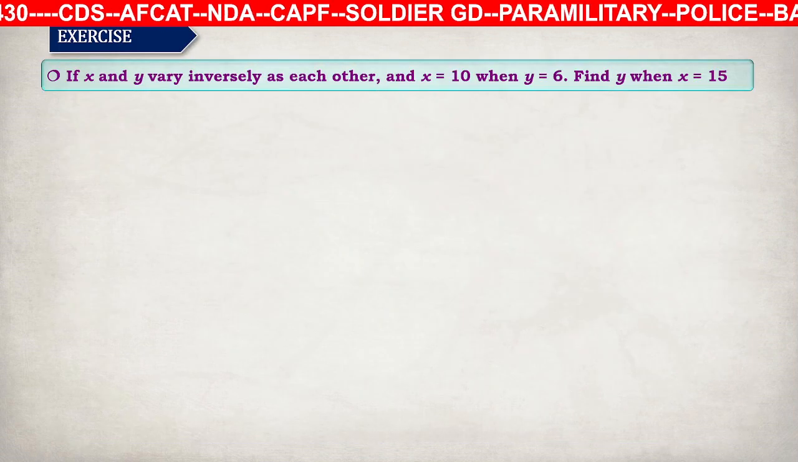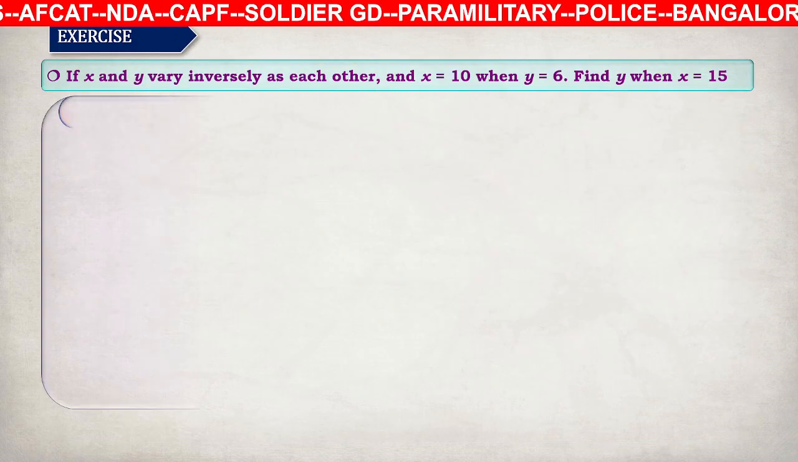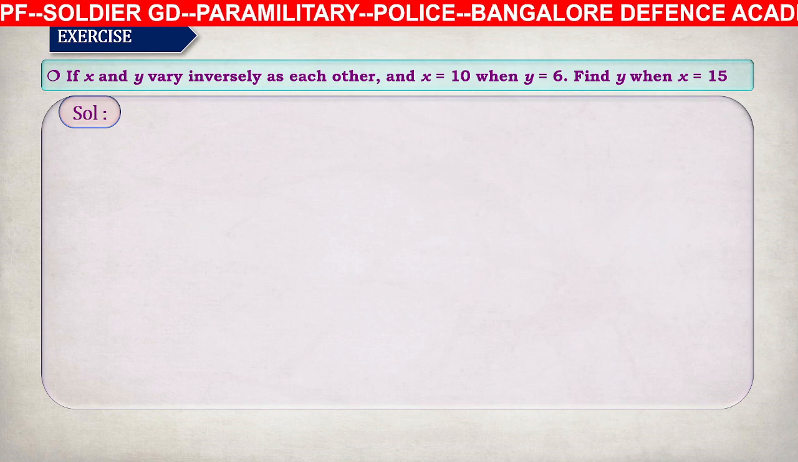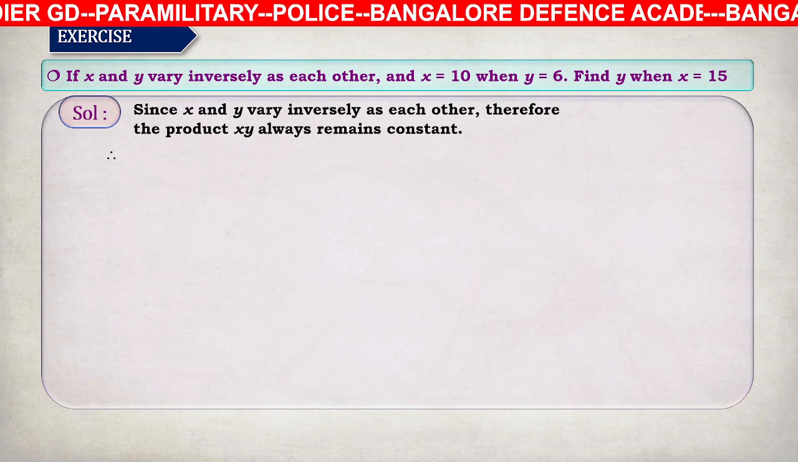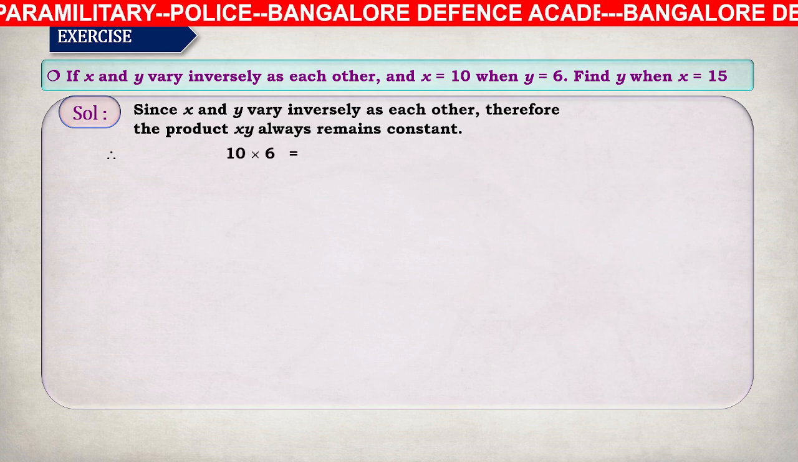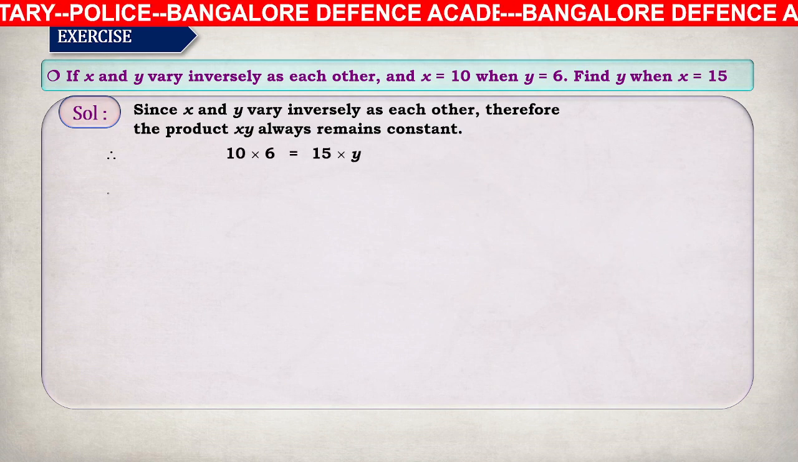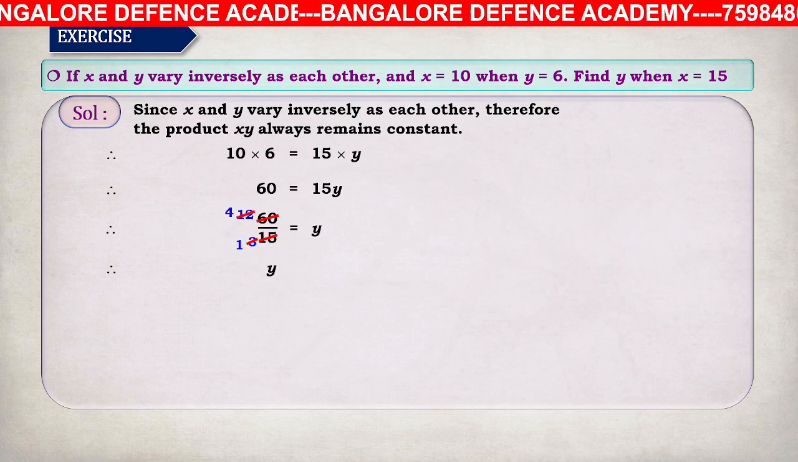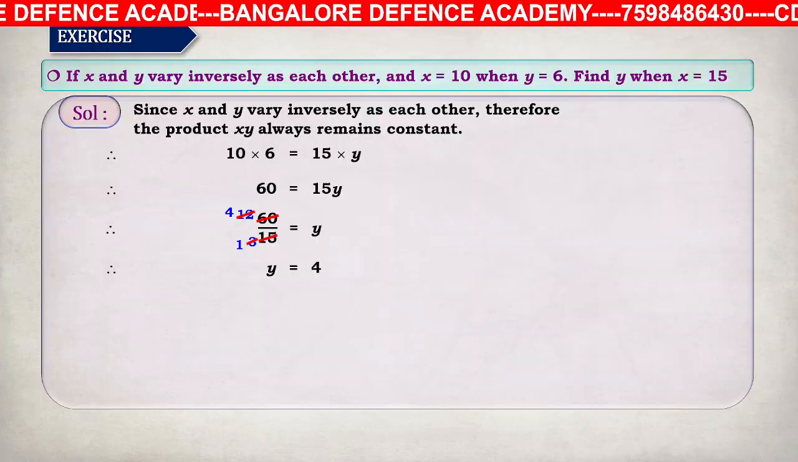Next, if x and y vary inversely as each other and x is 10 and y is 6, find y when x is 15. Okay, so they have already given all the data here. Just take the product. 10 into 6 is equal to 15 into y, and you get the answer, that is 4. So this is the answer.